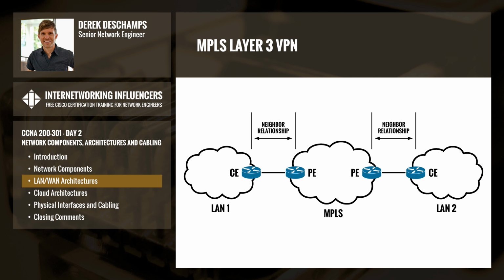An MPLS Layer 3 VPN is a type of MPLS WAN service where the service provider participates in routing traffic, rather than simply providing a direct connection between LANs. With MPLS Layer 3 VPNs, each CE forms a neighbor relationship and exchanges routing information with its connected PE. This routing information is propagated throughout the MPLS network and shared with the other CEs. This allows new LANs to be connected to the MPLS network without having to make routing changes at each site.